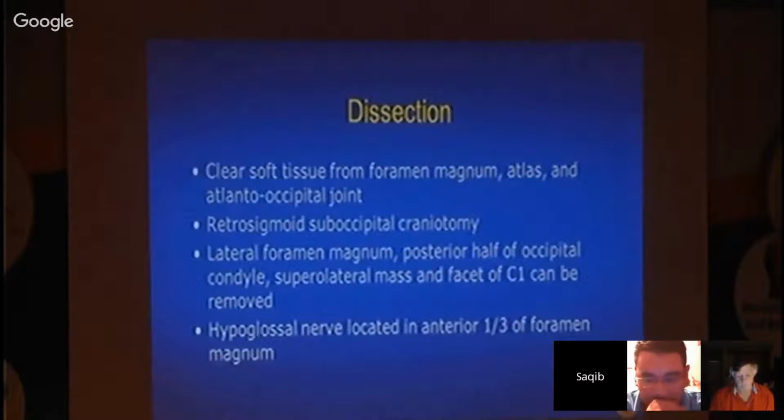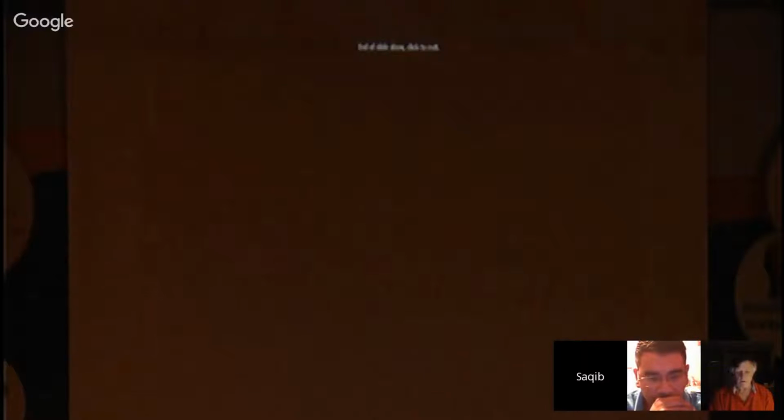Remember that you should try to preserve more than half the occipital condyle, otherwise you'll end up with instability. And also remember that the hypoglossal nerve sits in the anterior third of the occipital condyle. So you want to avoid certainly going into that area and avoiding injury to the hypoglossal nerve. So pretty simple approach.